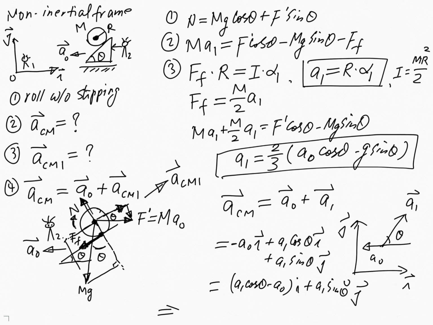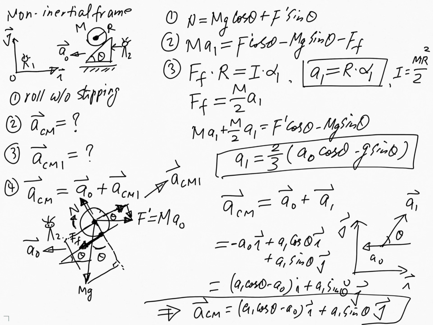So this is the center of mass acceleration. Okay, repeat again: A1 cosine theta minus A0 in the i direction, plus A1 sine theta in the j direction. This is our conclusion.